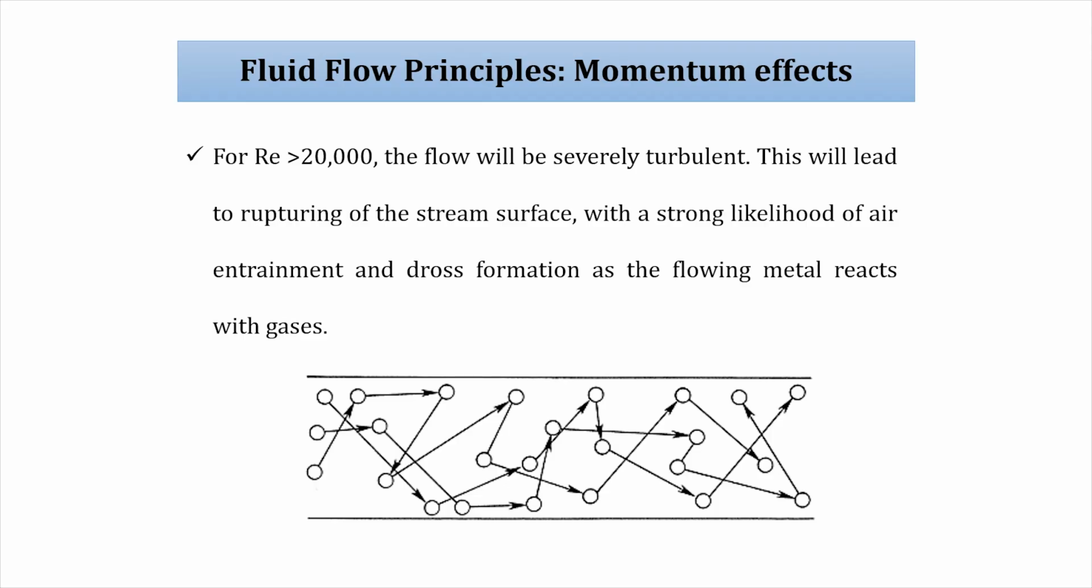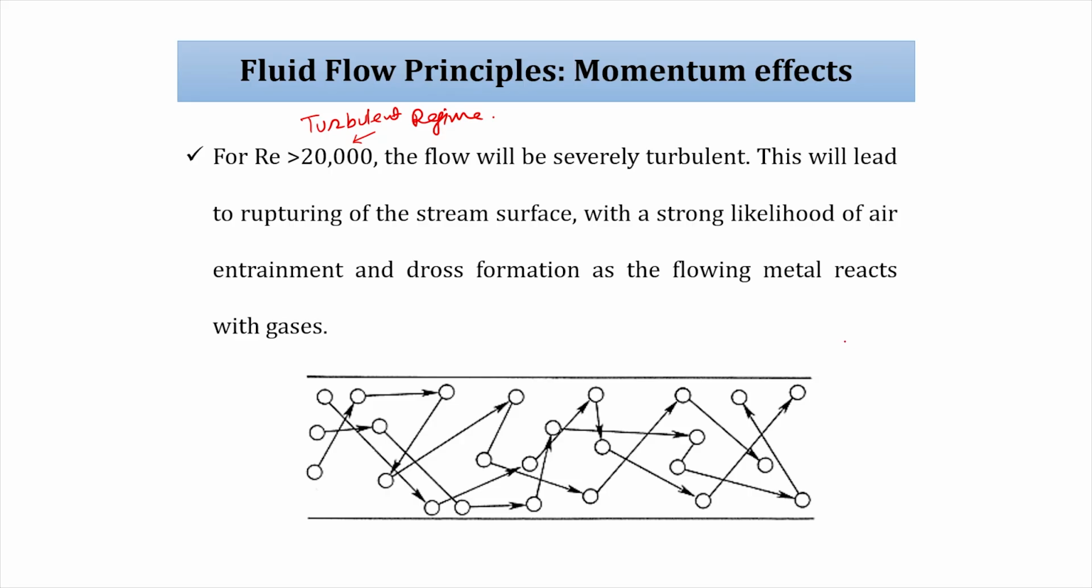Let us assume your Reynolds number is more than 20,000. This is called the turbulent regime. If your Reynolds number is more than 20,000, the flow will be severely affected. In the turbulent regime, this will lead to rupturing of the stream surface with a strong likelihood of air entrainment and dross formation as flowing metal reacts with gases. And why is it very common in casting to be in this range, more than laminar?